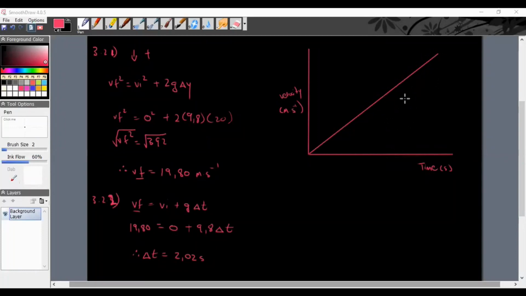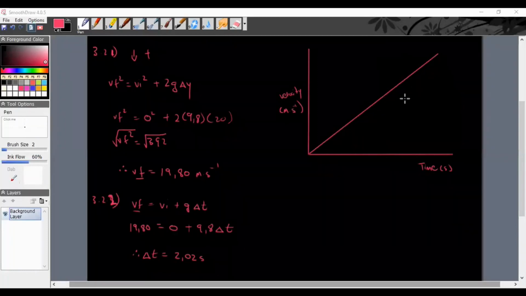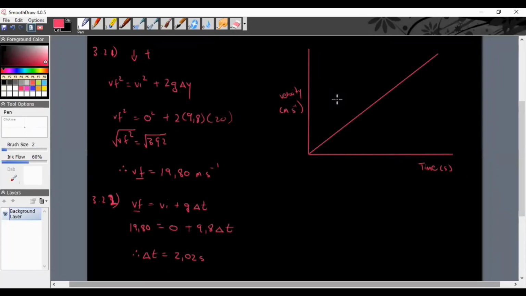Nothing to it. That was it. Okay. I hope everybody got that part. Because the object is obviously in free fall, so the longer it falls, the velocity is going to increase.